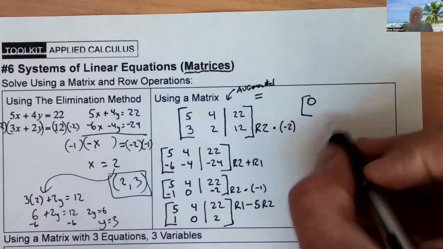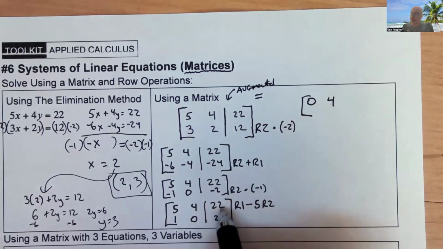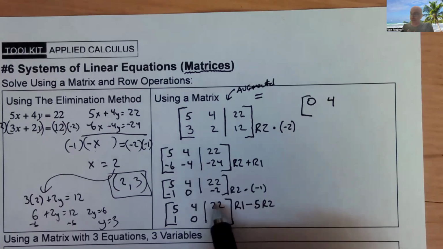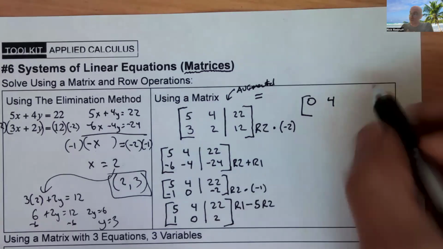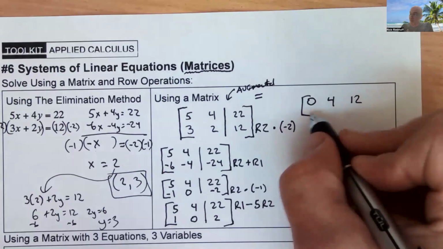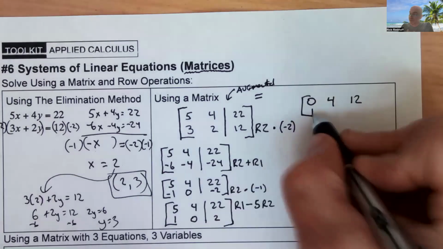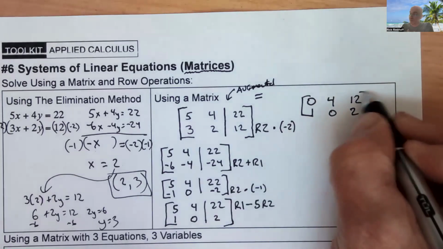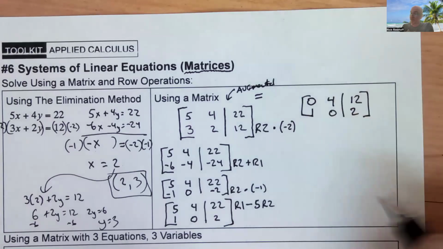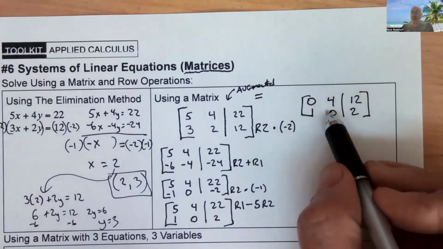That's still 4. 22 minus 5 times this. So 22 minus 10. That's 12. And I didn't do anything to the second one, so I'm just going to rewrite it. 1, 0, 2. Put that there. I'll put my little equal sign in there. And I'm pretty close here.